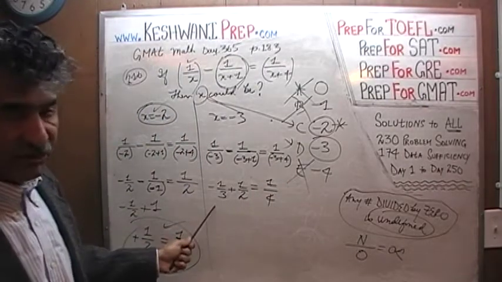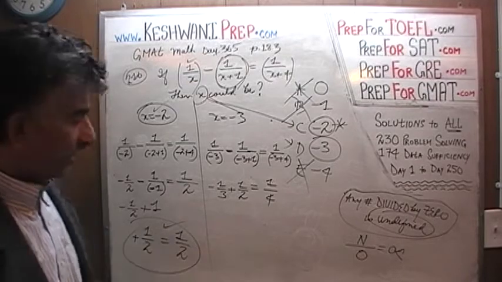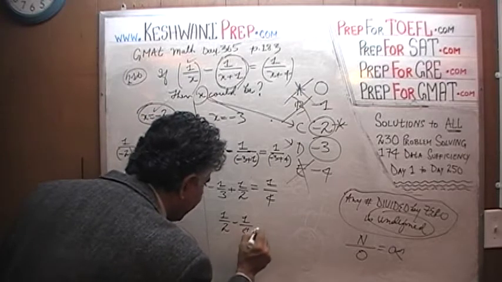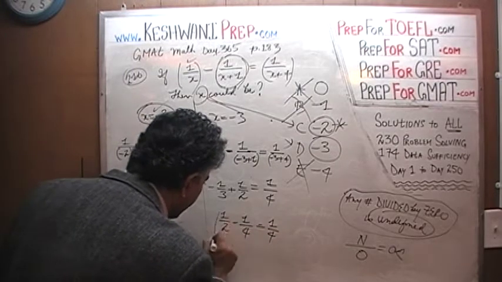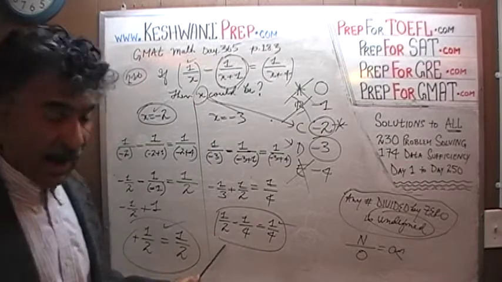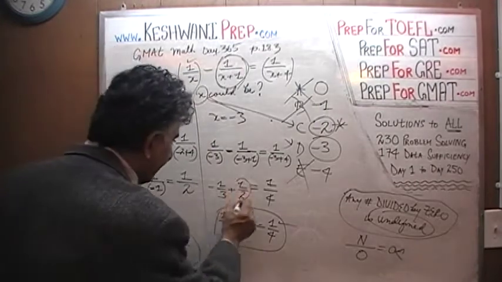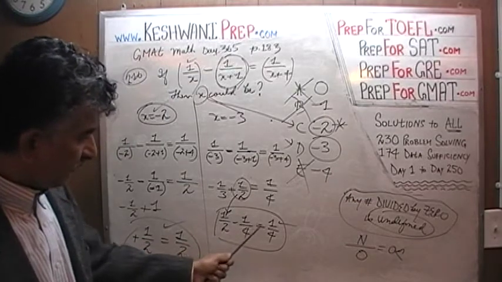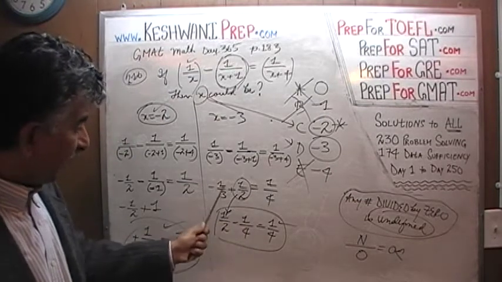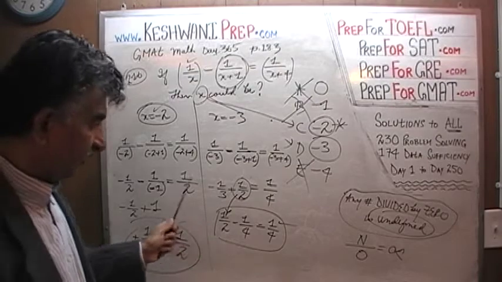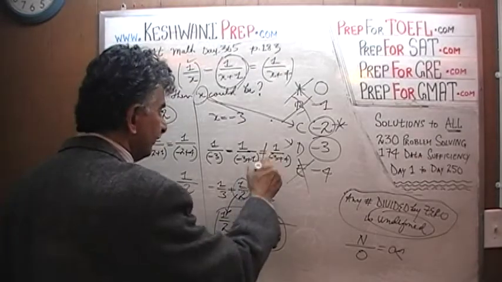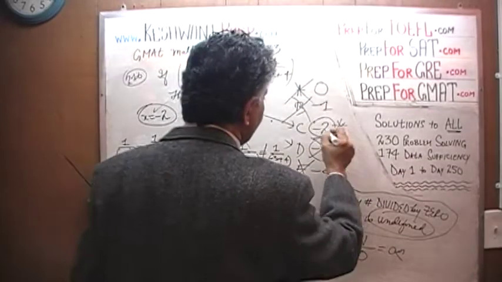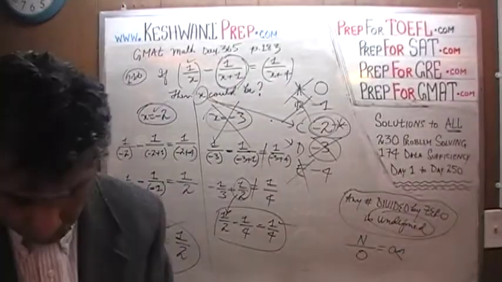And half minus a third does not equal a quarter. Half minus a quarter equals a quarter. But half minus a third does not equal a quarter. This thing does not work. The answer is not D. Answer is C. Do you understand?